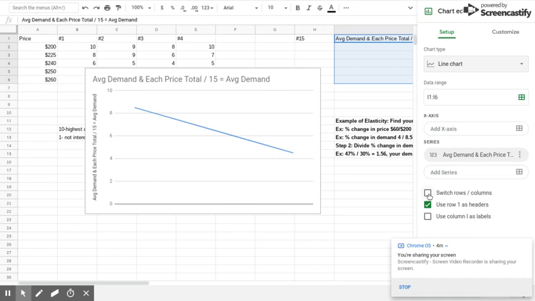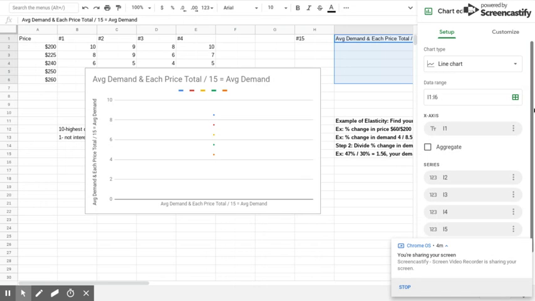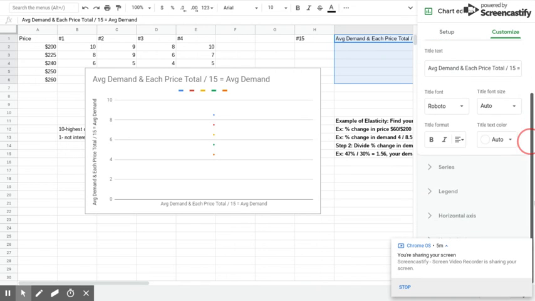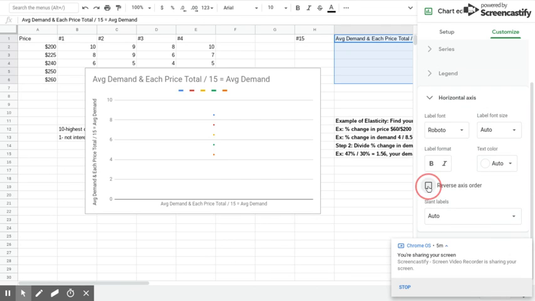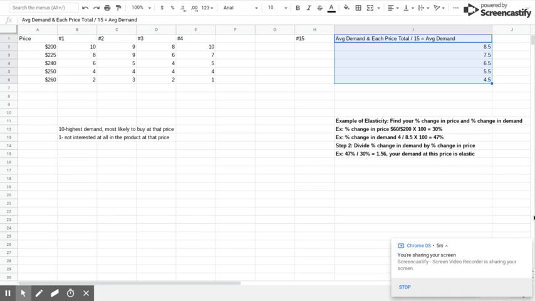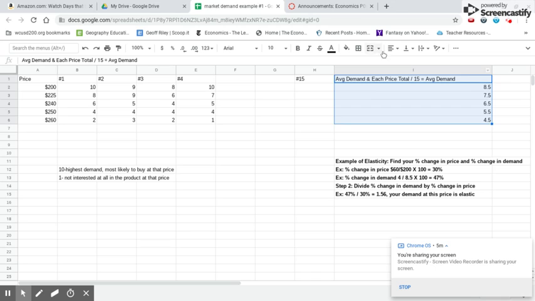And then we want to switch rows. Oh, no, I don't want to do that. Yeah, I might have to make a separate video for this. I screwed this up here. Line chart. Customize. Yeah, I might have to come back to you on this one and make a separate video. Well, I'll make a separate video to show you how to make a demand curve on here.